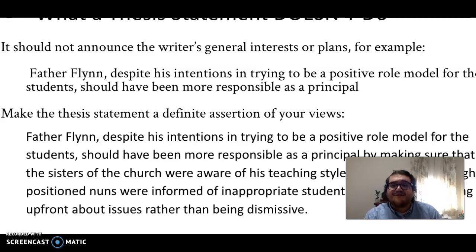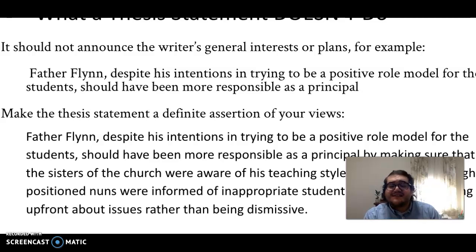Make the thesis statement a definite assertion of your views. Father Flynn, despite his attentions in trying to be a positive role model for the students, should have been more responsible as a principal by making sure that the sisters of the church were aware of his teaching style, reason A, making sure that higher position nuns were informed of inappropriate student behavior, reason B, and in being upfront about issues rather than being dismissive, reason C.